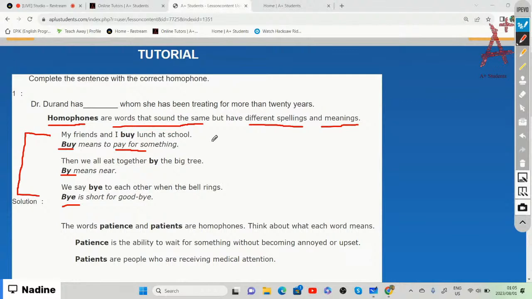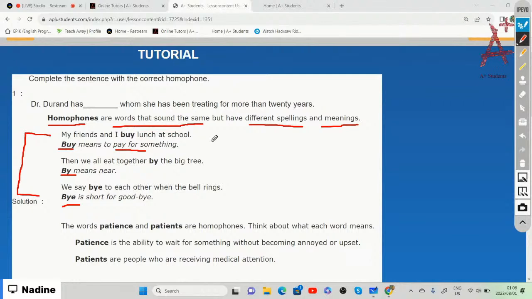The meanings are also different. We already mentioned the first one, buy, which means you have to pay. You either have to give money or pay with your card or with a checkbook. That is the same as paying for something, and only once you've paid for something will you be able to get the item. Then we have another word, by, which means near.